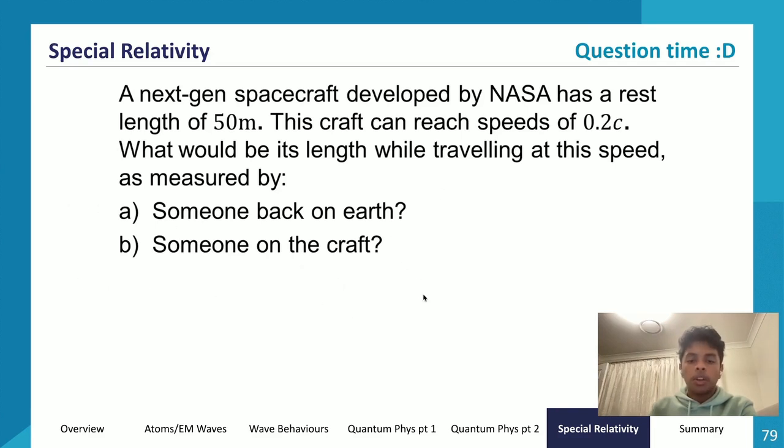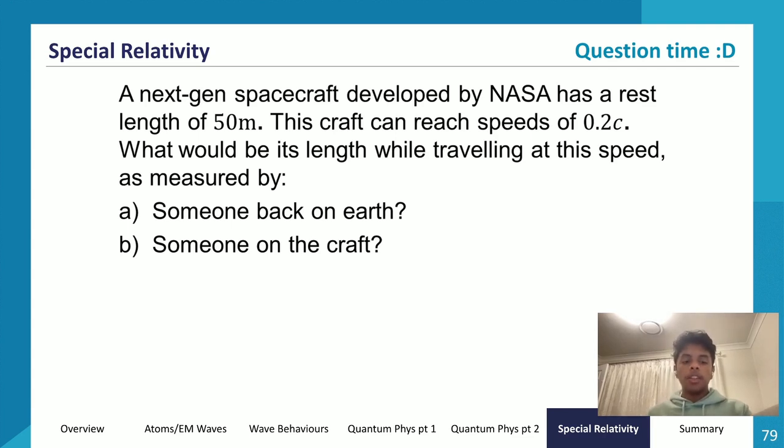What if it was someone on the craft? Well, let's think about this. At rest, the length is 50 meters. If I'm on the craft, I'm in the frame of reference of the craft, right? So from the frame of reference of the craft, it's still 50 meters. I'm in an inertial frame of reference of the craft, so in my perspective, the craft isn't moving at all. From my perspective, the craft is at rest. So if the craft is at rest from my perspective, because I'm in the same inertial frame of reference as the craft, then I would measure the craft to be 50 meters as well, right?